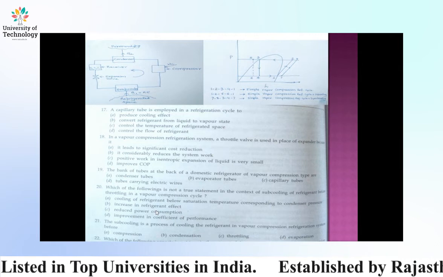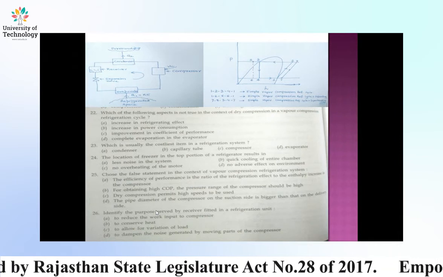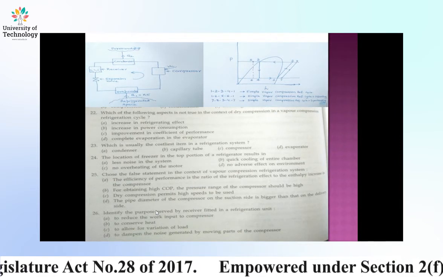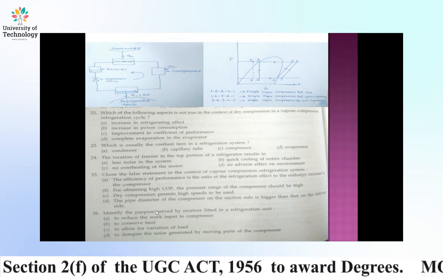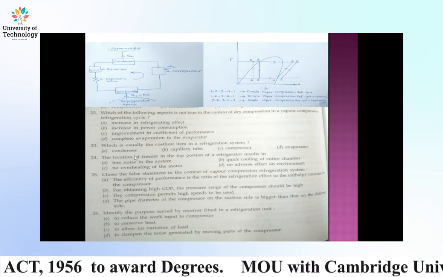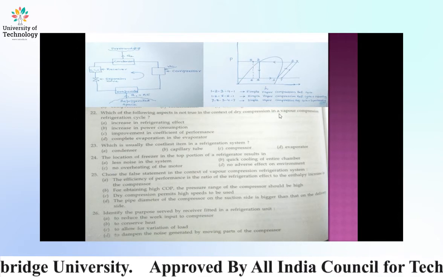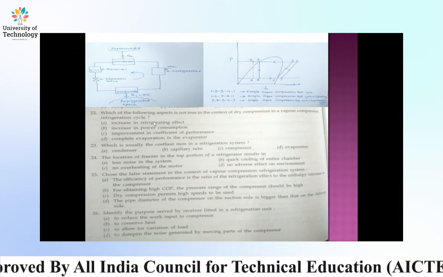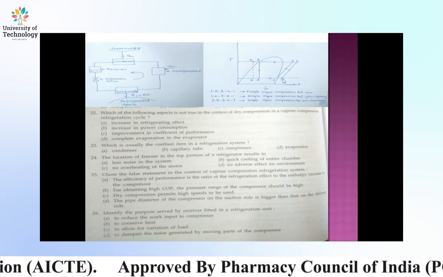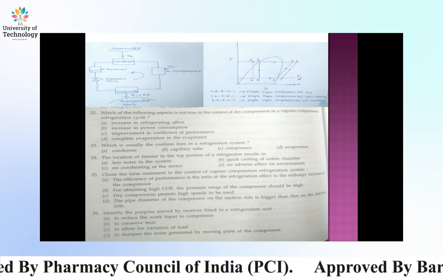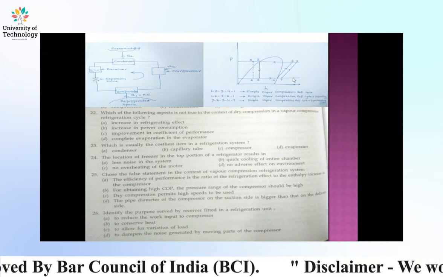Now question number 22. Which of the following aspects is not true in the context of dry compression in a vapor compression refrigeration cycle? Dry compression. So where is dry compression? There is totally dry compression for 7 to 8. 7 to 8 is a dry compression. Increase in refrigerating effect. Correct.